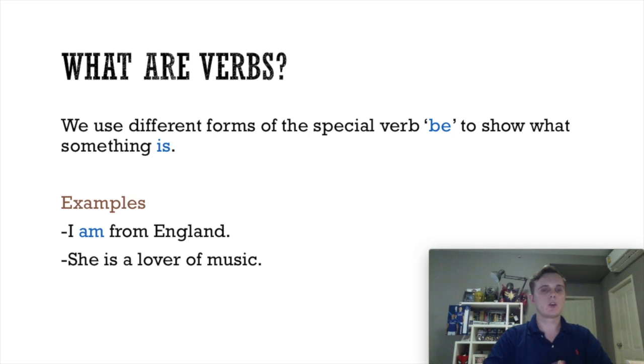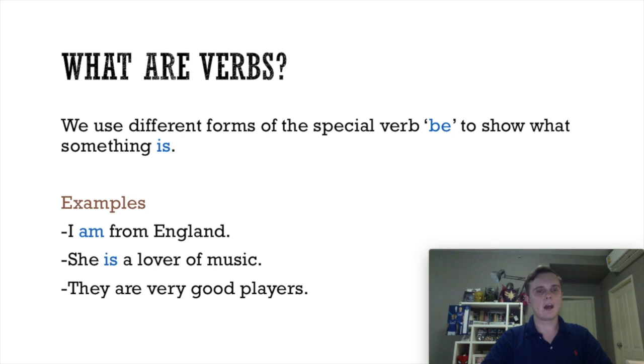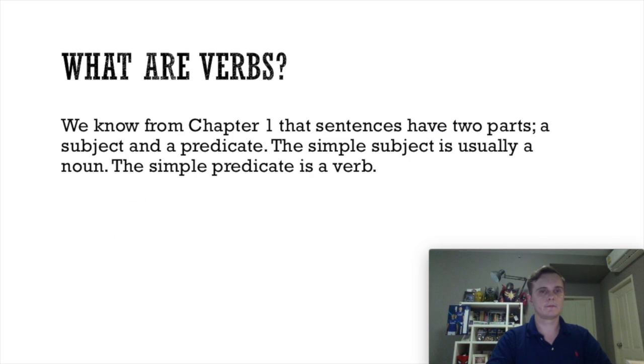Next one. She is a lover of music. What is the form of the special verb be? What shows what something is? This one should be very easy because it is the word is. One more. They are very good players. What is the form of the special verb be? Hopefully you know. Are.